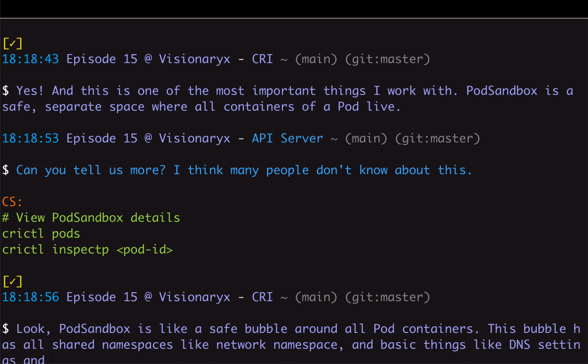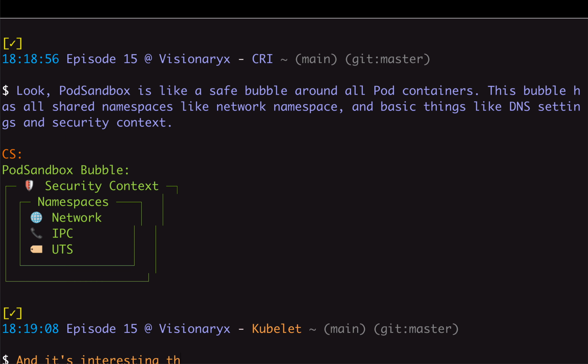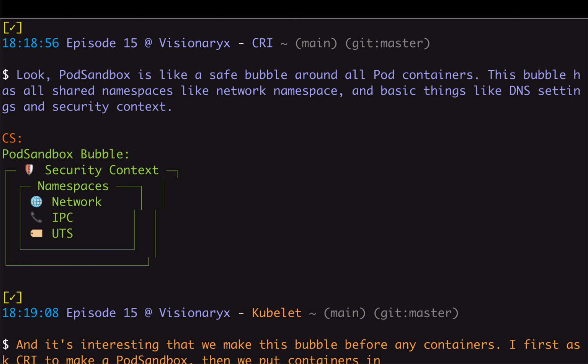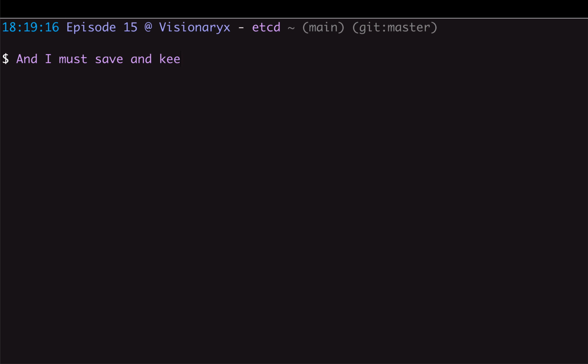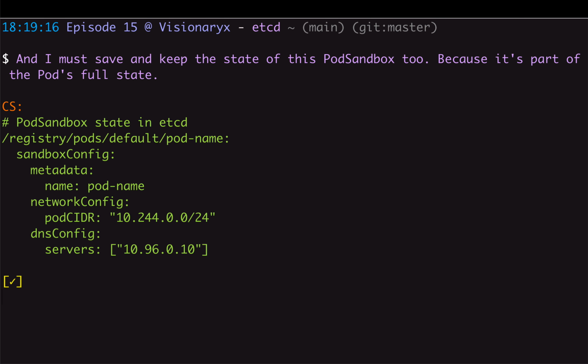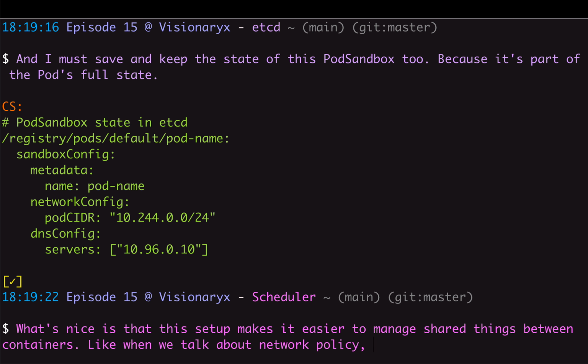This bubble has all shared namespaces like network namespace and basic things like DNS settings and security context. And it's interesting that we make this bubble before any containers. I first ask CRI to make a pod sandbox, then we put containers in it. And I must save and keep the state of this pod sandbox too, because it's part of the pod's full state. What's nice is that this setup makes it easier to manage shared things between containers.